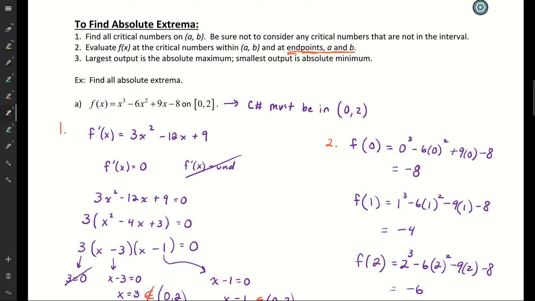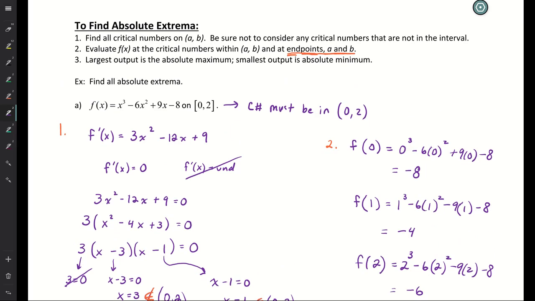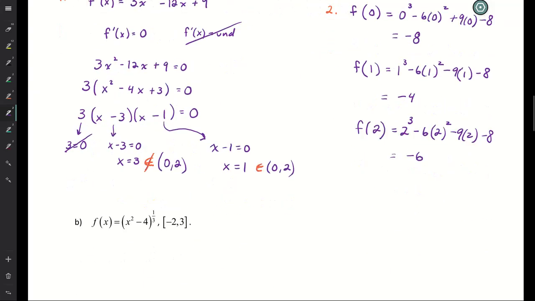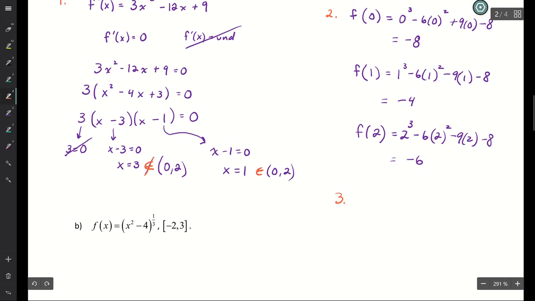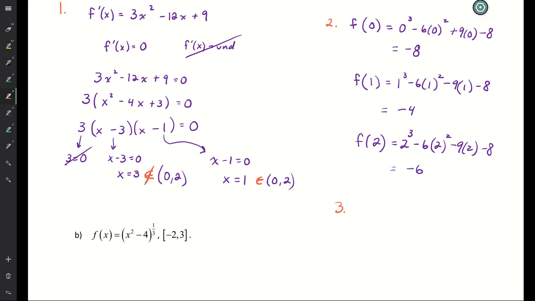All right, as the last step, it says the largest output is the absolute maximum, the smallest output is the absolute minimum. So the last thing that we really have to do is just make a statement of our answers. So at this point, we're going to see which one's largest, which one's smallest. We see that this value right here is actually the largest. And we see this value right here is actually the smallest. And so we have our absolute max and absolute min.